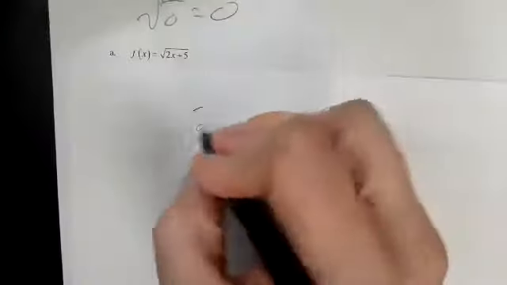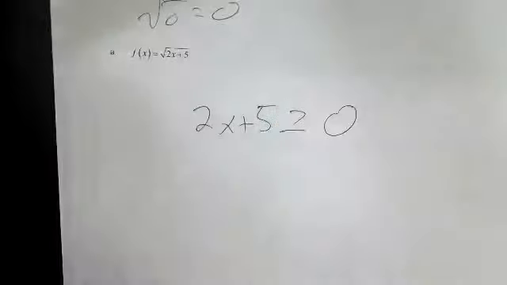What has to be greater than or equal to zero? I'd say zero, but zero is only equal to zero. What's the thing in this equation that has to be greater than or equal to zero? 2x plus 5. The thing in the square root, which is the 2x plus 5.